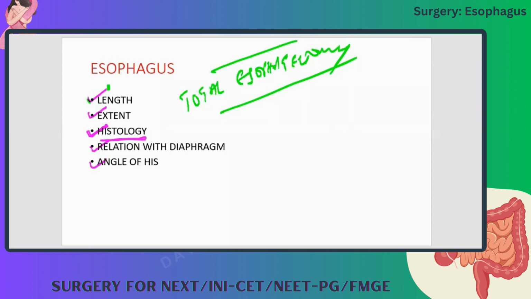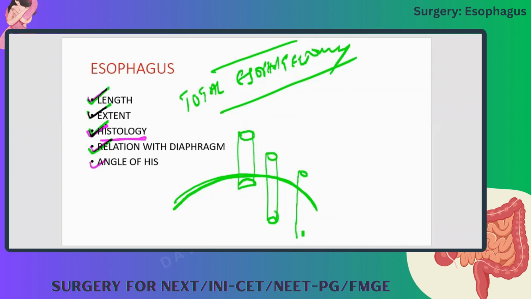Yes, sir. Length is okay. Extent is okay, from the pharyngoesophageal junction to the gastroesophageal junction. Histology is okay. And the relationship with the diaphragm. So the diaphragm is like this, with the upper thorax and lower abdomen. The diaphragm has 3 openings: 1, 2, and 3.